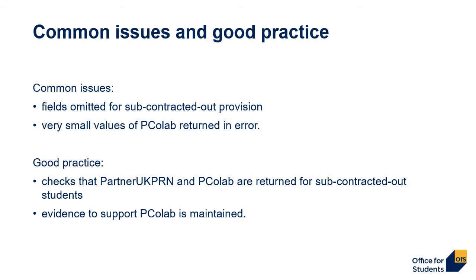We do quite often find issues with these fields. Commonly, we find that fields have been omitted although provision is subcontracted out. And it's good practice to have checks that where you are subcontracting out provision, you are completing these fields for the expected number of students. We also find errors with PColab, in particular where very small values are returned in error. It's worth noting that if a course is subcontracted out 50% of the time, PColab should have the value 50 and not 0.5. That's a common error, so it's definitely one to look out for.